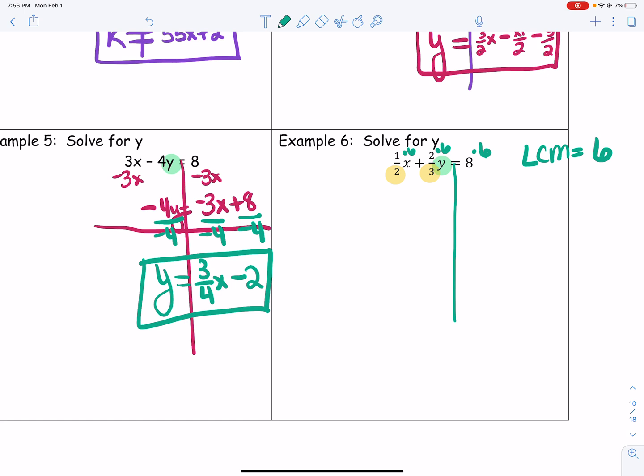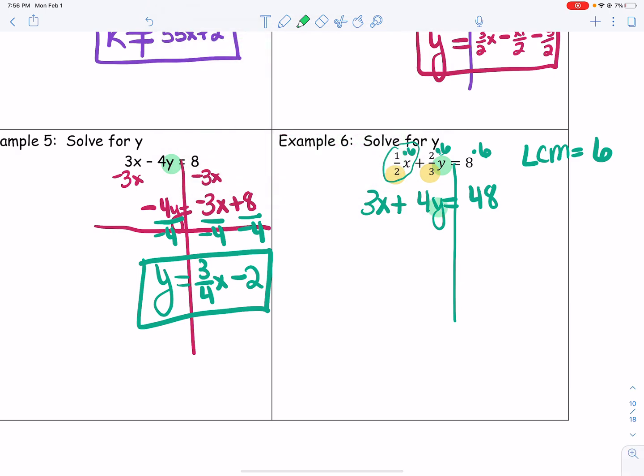What's half of 6? So I'm going to multiply that. Half of 6 is 3x. And then if I look at this, if I do 2/3 of 6, that would be 12 divided by 3. So that would be 4y equals 48. Look at that, instead of looking at the fractions, I think it's easier to deal with.